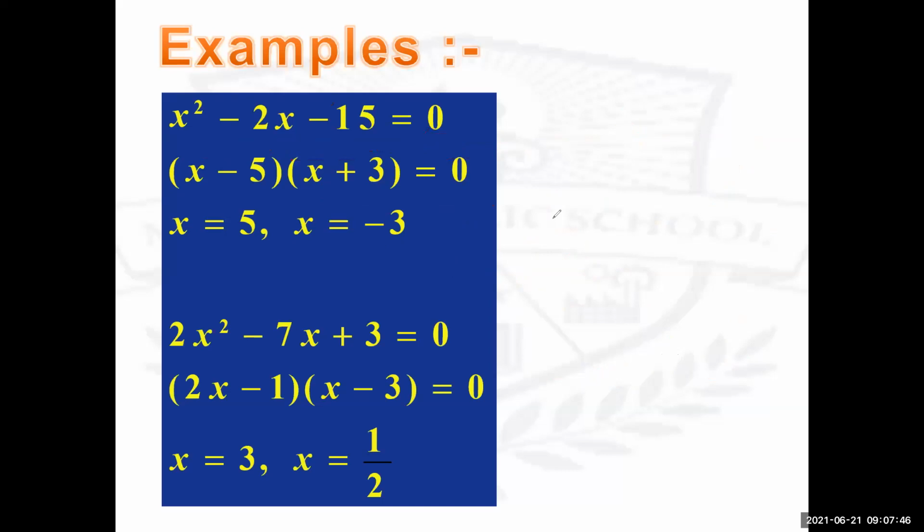See the next question here, the next equation: 2x square minus 7x plus 3. Come on, you have to start solving this. So you are going to split this middle term, that is minus 7x. Now how are you going to split that? The coefficient of x square will be multiplied with the constant. So 2 into 3 will give you 6.